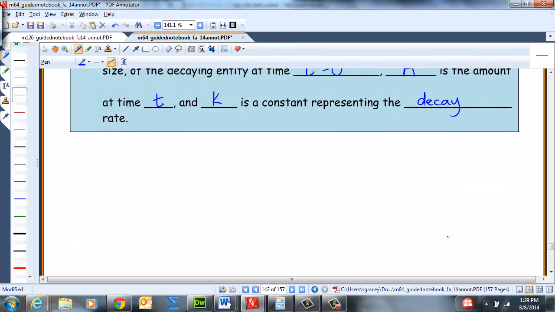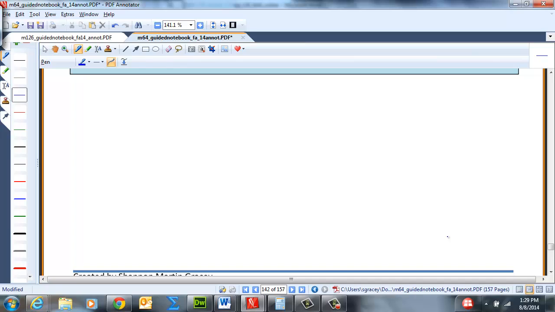So just a picture of a growth and a decay. You'll have, so this would be like A and t.